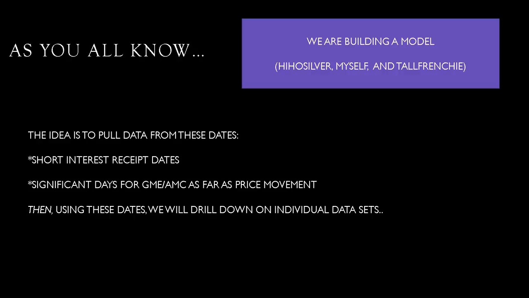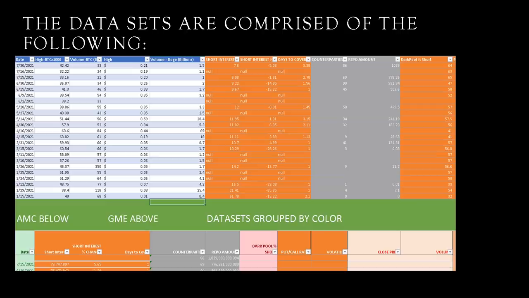So the point is to get it all in a line and try to correlate it to see if there's any correlation whatsoever. So basically, any short interest receipt dates and any significant days for GameStop and AMC as far as price movement. Then, using these dates, we're going to drill down onto each individual data set, those being the high of Bitcoin on each date, the volume of Bitcoin on each date, the high of Dogecoin on each date, and the volume of Dogecoin on each date.